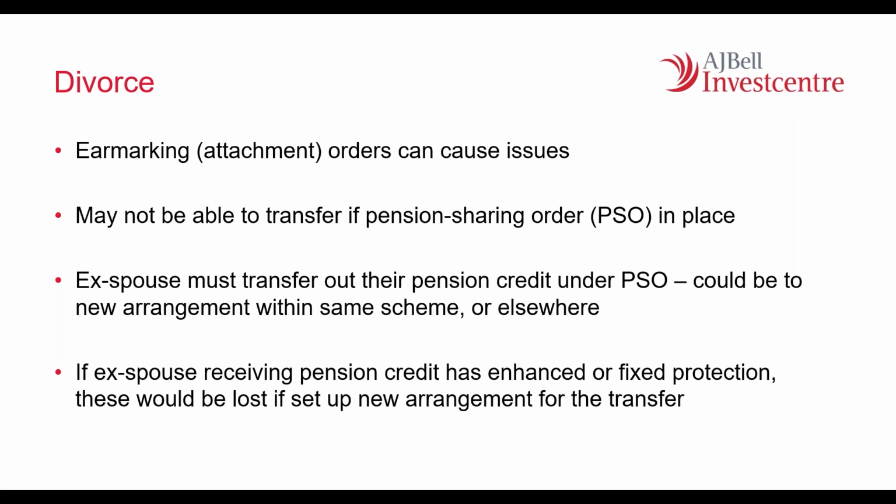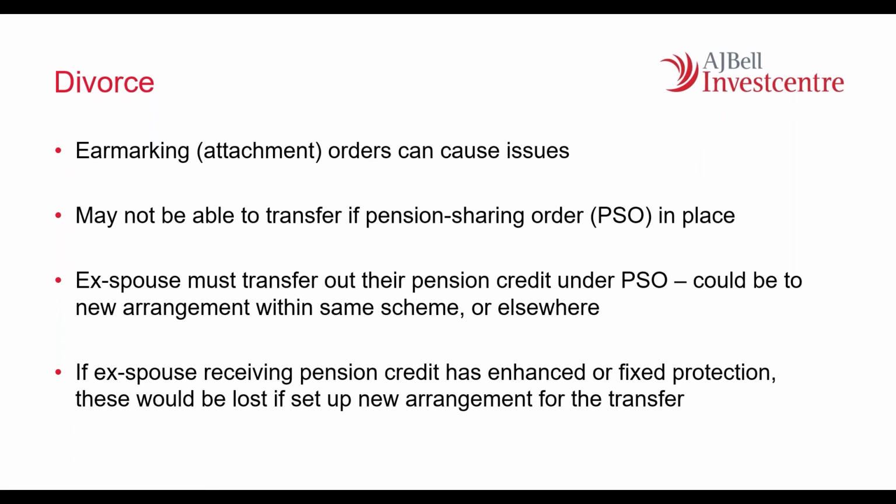With pension credits, if you have a fairly wealthy couple who are divorcing, it might be that both of them have lifetime allowance protection. If the ex-spouse, so the person receiving the pension credit, has got enhanced or fixed protection, that would actually be lost if they set up a new arrangement to receive the transfer from the pension sharing order. So for the member who's having the pension credit, there's no issue with holding enhanced or fixed protection.